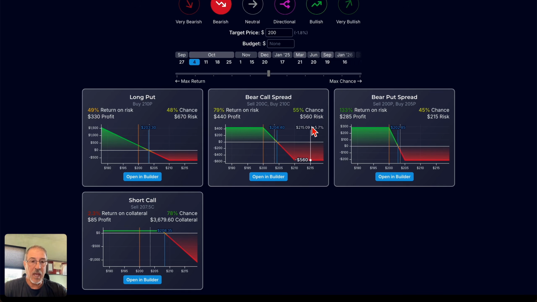I kind of like that. I think that's a pretty good possibility here. Same thing with this one, though. I look at the bear put spread. In this case, basically, I'm buying a put spread.